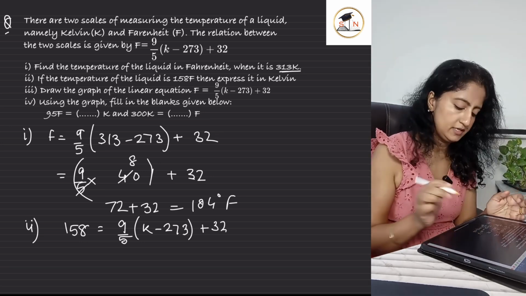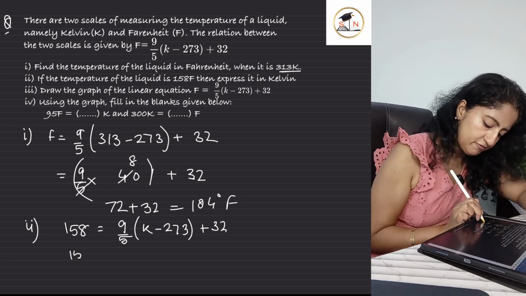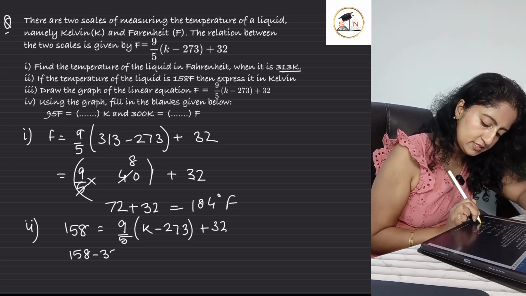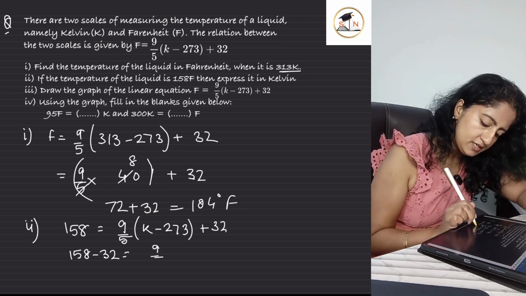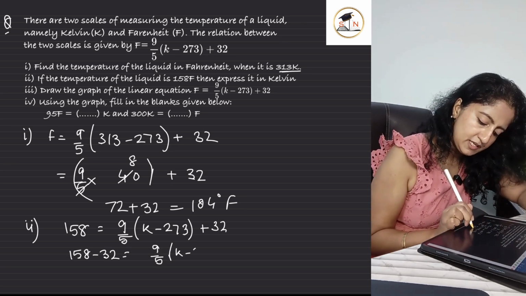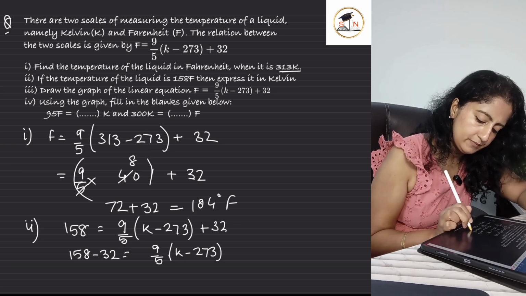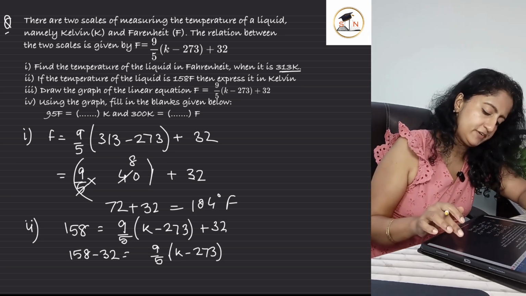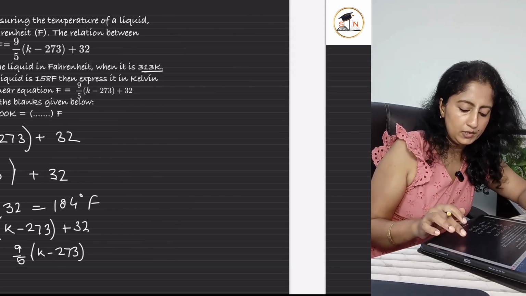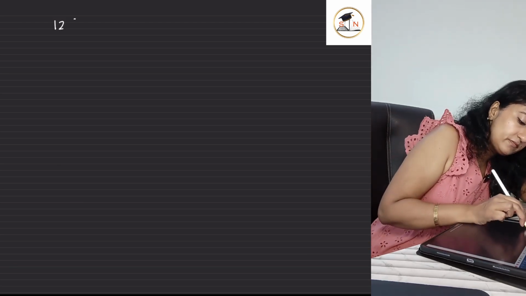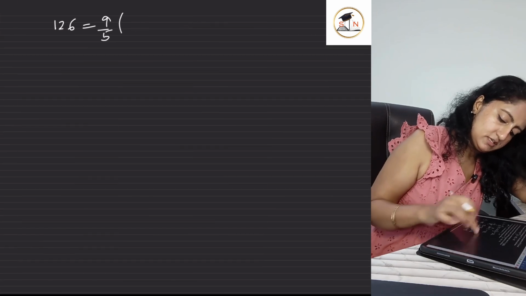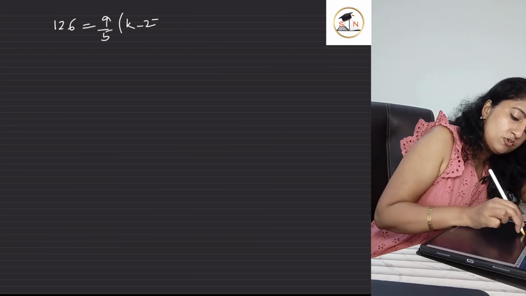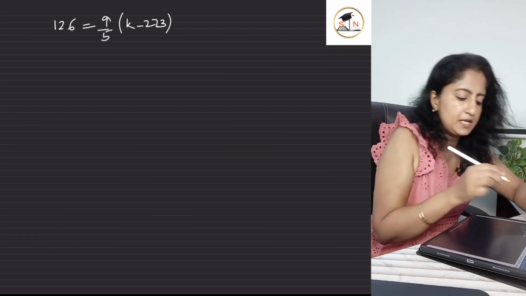Now we have to solve this. So what are we going to do? 158 minus 32. First, 32 will be transposed. We are left with 9 by 5 times (K minus 273). Okay. So 158 minus 32 gives us 126 equals 9 by 5 times (K minus 273).